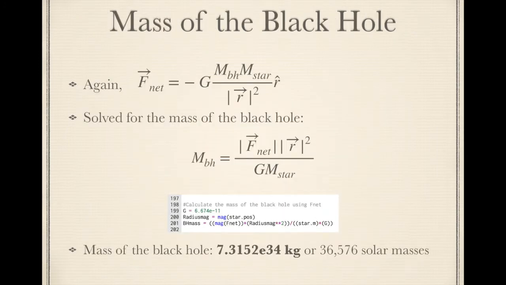Once I found Fnet for all data points in my model, it was time to calculate the mass of the black hole. Again, I used Newton's law of universal gravitation, but I solved it for the mass of the black hole. I used 6.674 times 10 to the negative 11th newton meters squared over kilograms squared for the gravitational constant. Through this process, I found the mass of the black hole to be 7.3152 times 10 to the 34th kilograms, or 36,576 times the mass of the Sun. Typically, black holes range from 1 to tens of millions of solar masses, so I feel that this value is within the range of acceptable results.